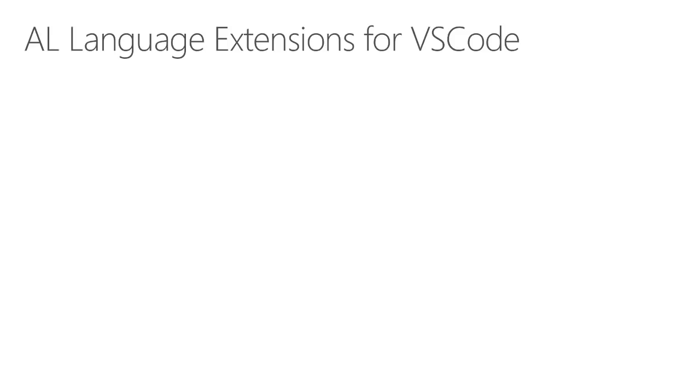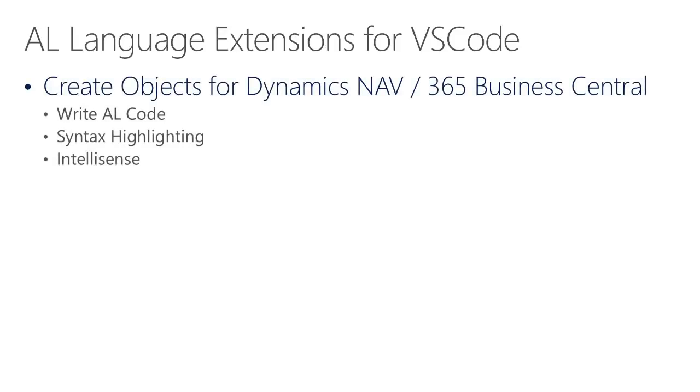So what makes VS Code useful for us as AL developers? Well, that's the AL language extension. The language extension for AL for VS Code is an extension with which you create objects for Dynamics NAV and Dynamics 365 Business Central. It has capabilities of writing and interpreting AL code. It has syntax highlighting, which means that different keywords get different colors based on the function of that keyword. It has IntelliSense, so it is context aware. It knows where you are and what the options are at that point.